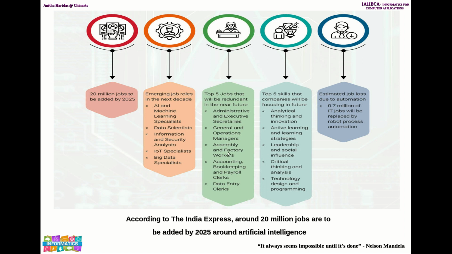And the top 5 skills that the companies will be focusing on are analytical thinking and innovation. Very important, right? So only those who are capable of creating something in the artificial intelligence area or in the computing services, they are having more opportunities in the company. Active learning and learning strategies, and leadership, and you should be a social influencer also.